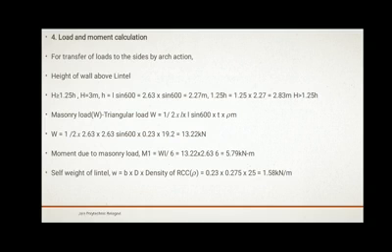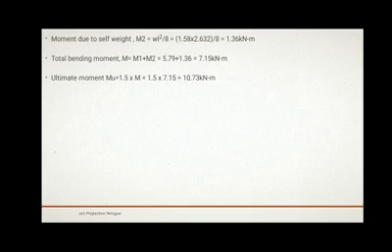So self weight of lintel is equal to W is equal to B into overall depth into density of RCC, that is rho. So that is 25. So substituting all the values we get 1.58 kilonewton meter. Moment due to self weight, that is M2. M1 we have calculated. Now WL square by 8. Substituting we get 1.36. Now we want the total bending moment. M is equal to M1 plus M2. We get 7.15 kilonewton meter. The ultimate moment is equal to multiplying the bending moment into 1.5. We get 10.73 kilonewton meter.